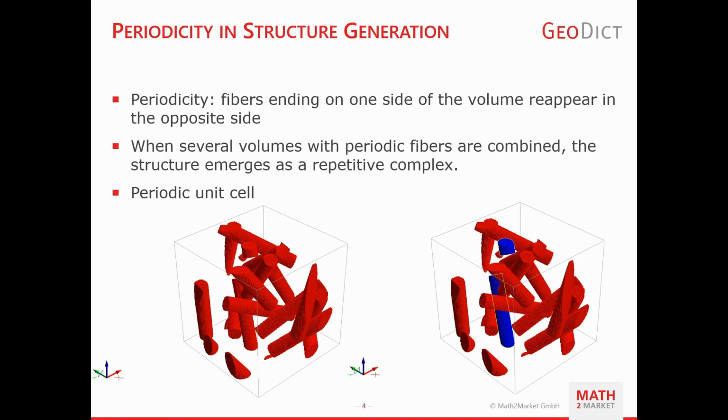In FiberGeo, periodicity means that fibers that end on one side of the volume reappear on the opposite side. You can see that here. That's a structure generated in FiberGeo and the periodicity was activated. And you can see, for example, this blue fiber, which starts here somewhere in the middle and goes to the bottom, then goes in again at the top. So that is a periodic structure. All the fibers that go out somewhere go in again on the opposite side.